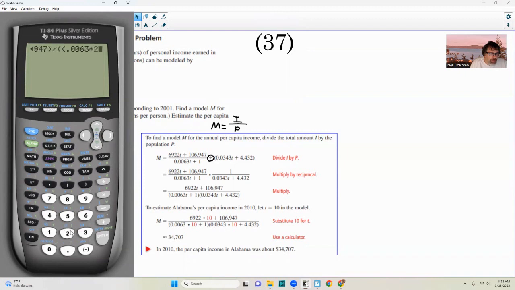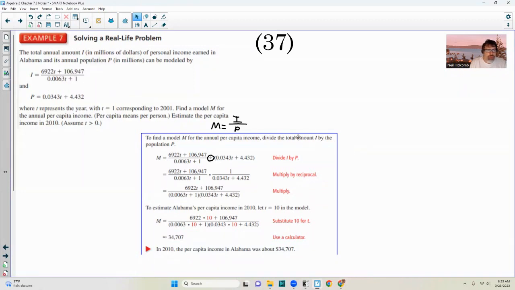So it's 0.0063 times 23 plus 1. Close those parentheses, open new ones, 0.0343 times 23 plus 4.432, close parentheses, close the denominator parentheses, hit enter. There it is. So in 2010, the per capita income was 34,700. And now that it's 2023, the per capita income is now $44,526.49, give or take.